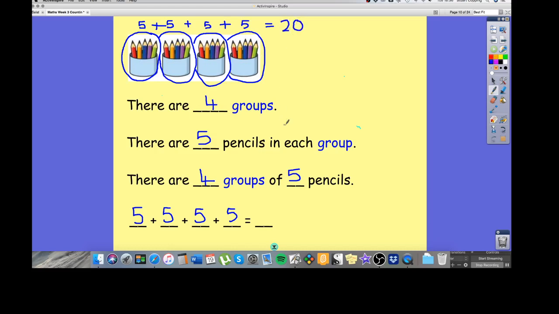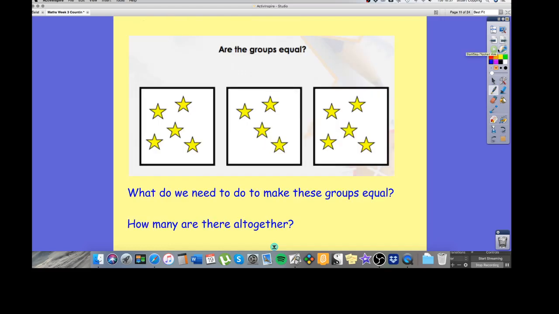Okay? The reason we're doing all of this, although it may seem like it's a really long-winded way of doing things, it will all become obvious next week. Okay? Right, let's move on to another problem. Right, this one's a little bit different.